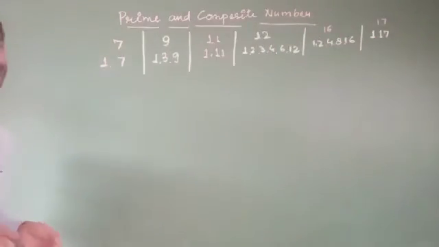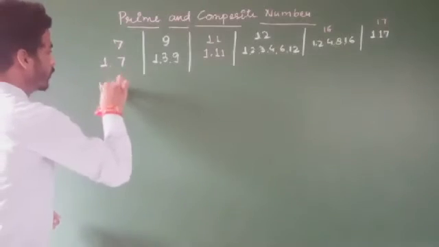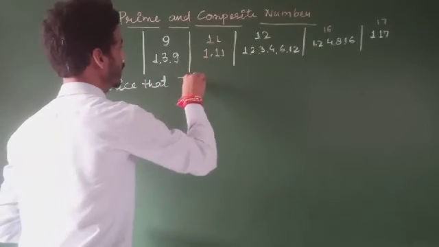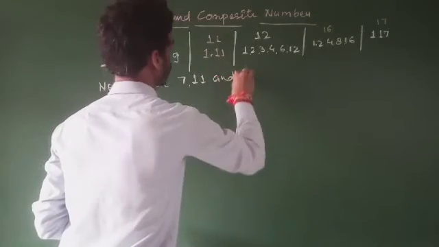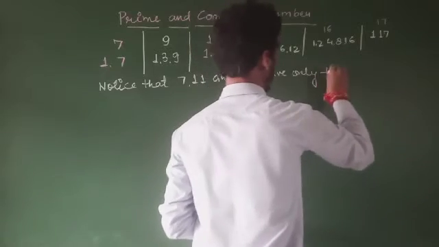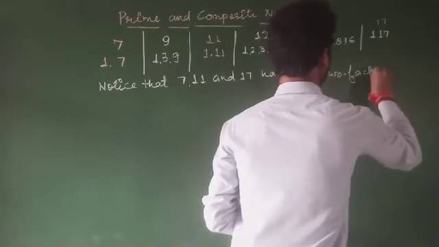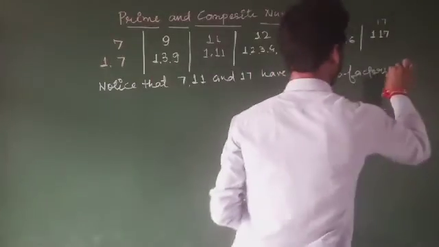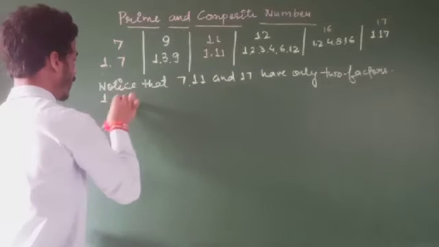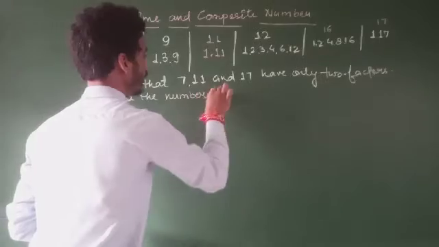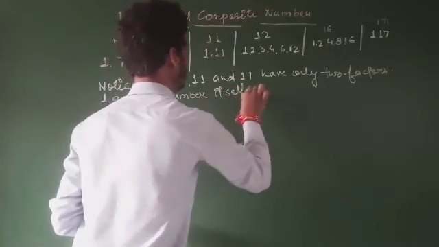Notice that 7, 11 and 17 have only 2 factors, which are 1 and the number itself.